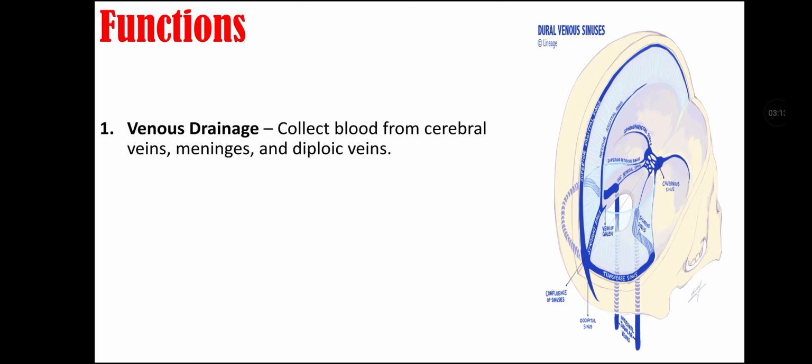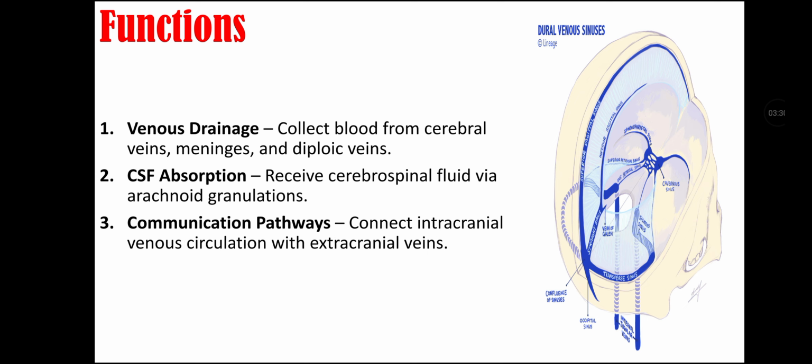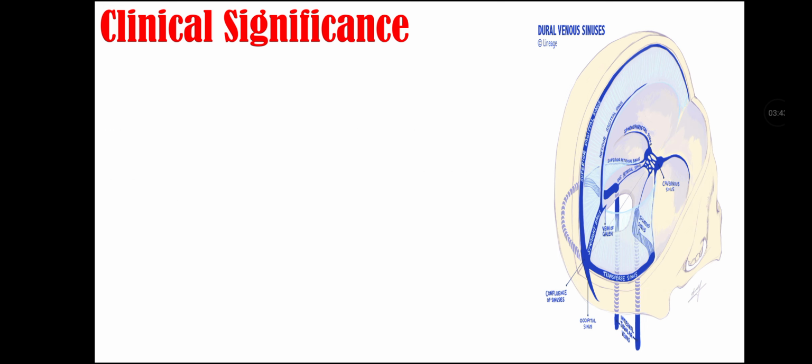Functions of dural venous sinuses. First function is venous drainage as it collects blood from cerebral veins, meninges and diploic veins. Second function is CSF absorption as these dural venous sinuses receive CSF through arachnoid granulation. Third function is communication pathway as they connect intracranial venous circulation with extracranial veins. Fourth function is pressure regulation as dural venous sinuses maintain balance between CSF and venous blood pressure.